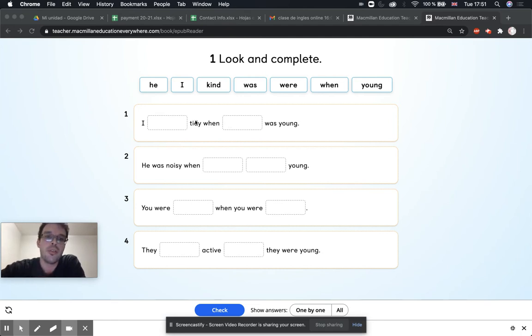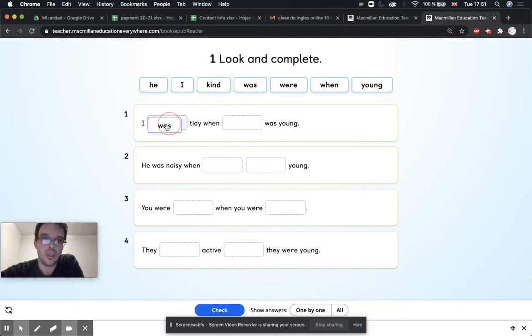Okay. The first phrase. I tidy when was young. Let's have a look. I was tidy when I was young. I was tidy when I was young. Quiere decir, yo era ordenado cuando yo era joven. I was tidy when I was young. He was noisy. He was noisy, right? We look he. When he was young. He was noisy when he was young.